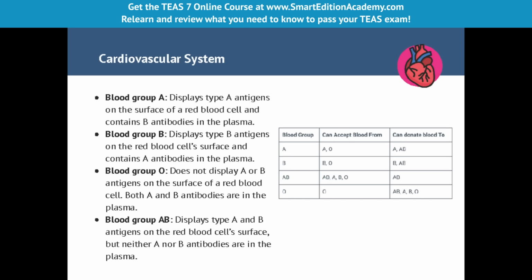Well, the major blood groups are going to be blood group A, blood group B, blood group O, blood group AB. And I've included a little chart here so you can take a screenshot and study which blood groups can accept blood from and whom they can donate blood to. This is going to be something that you need to know for your TEAS exam, and you're going to need to know it regardless as you prepare to get into your program.